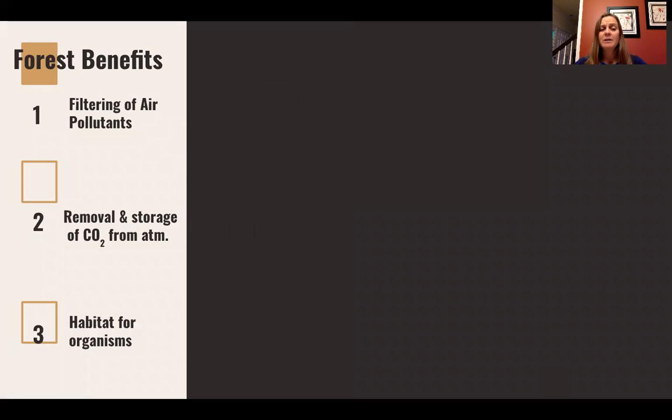So let's talk about some of the benefits that forests provide to us. The first one is that forests and trees in general are excellent at filtering air pollutants. The stomata, or the pores of the leaves, when they open to receive carbon dioxide, also filter other pollutants out of the air: volatile organic compounds, nitrogen dioxide, particulate matter. All of that gets trapped by the stomata and stored in the tree.